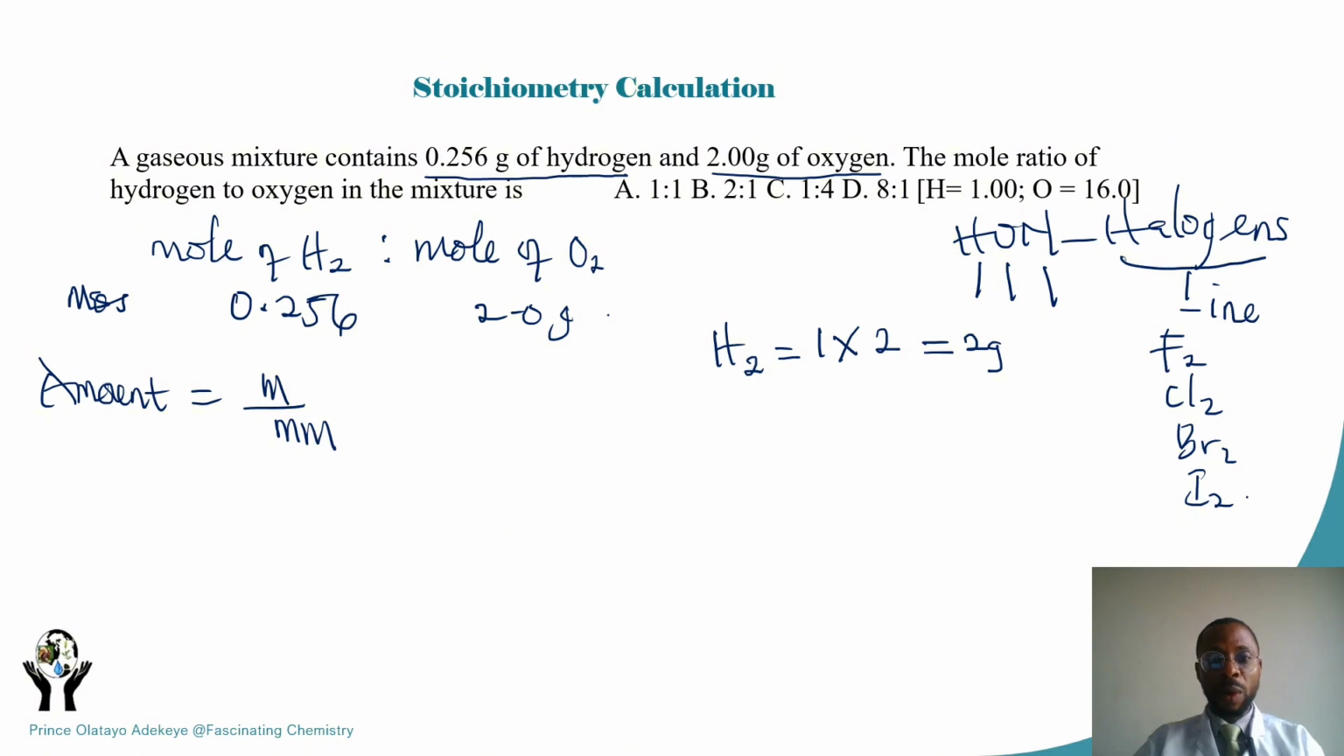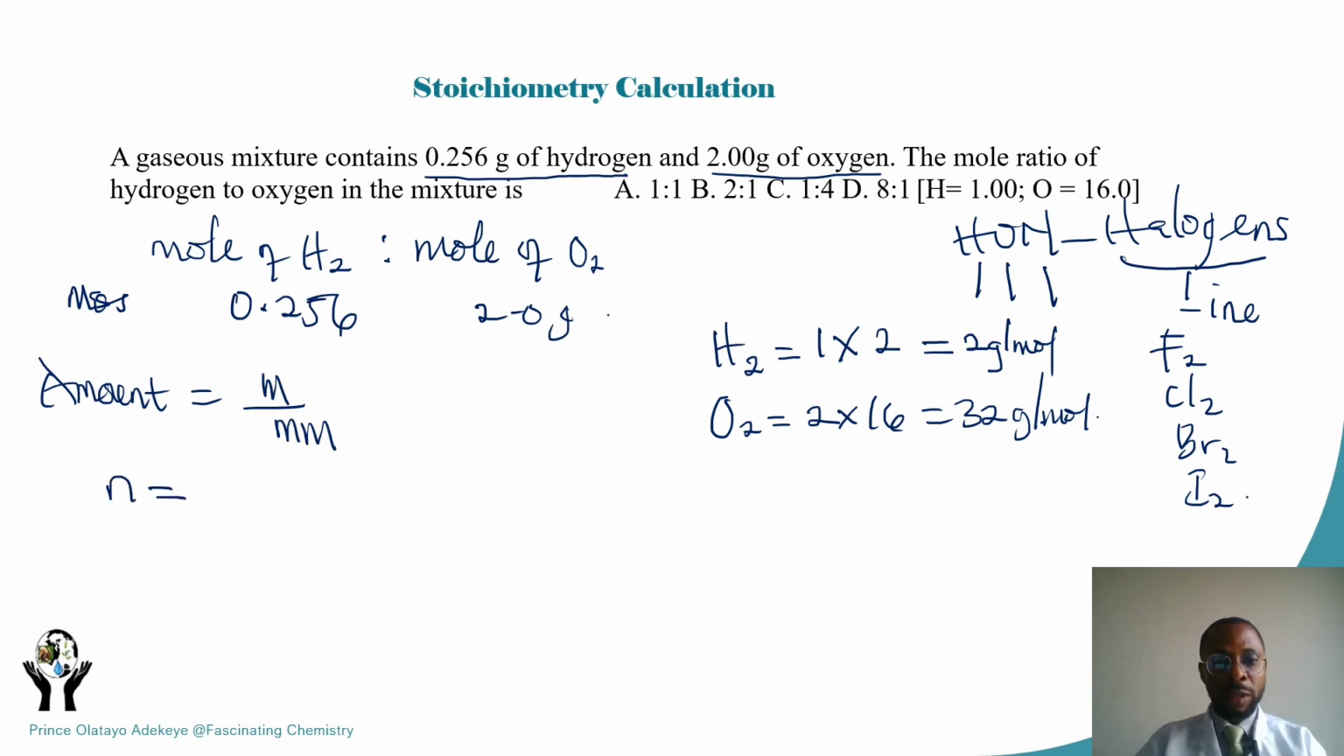Then the oxygen, O2, an atom of oxygen is 16, and you have 2 atoms there, so that will be 2 multiplied by 16, and that will give you 32 grams. So with this now, grams per mole, that's the molar mass per mole. So now with this, the amount n for hydrogen will be equal to the mass over molar mass, that will be 0.256 over the molar mass, which is 2. And for the mole of oxygen, that will be the mass over molar mass also, that will be 2.0 grams over the molar mass, which is 32.